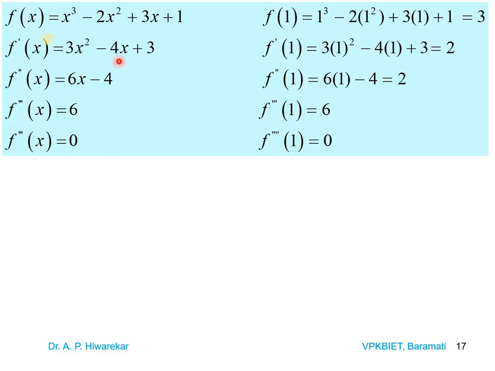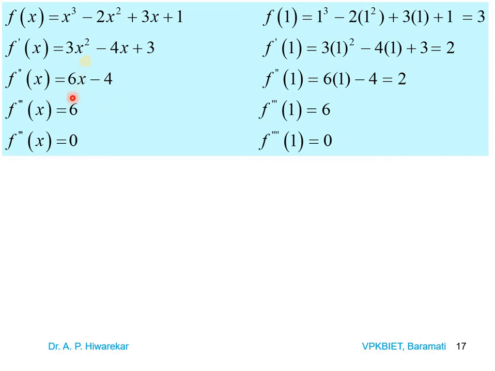That is 3. Then derivative of x cube is 3x square. Derivative of minus 2x square is minus 4x plus derivative of 3x is 3 and derivative of 1 is 0. So here calculate f dash of 1. f dash of 1 will be 3 into 1 square minus 4 into 1 plus 3. That is 3 minus 4 is minus 1 plus 3 is plus 2.